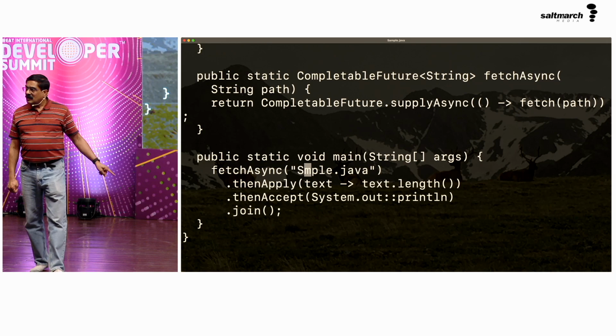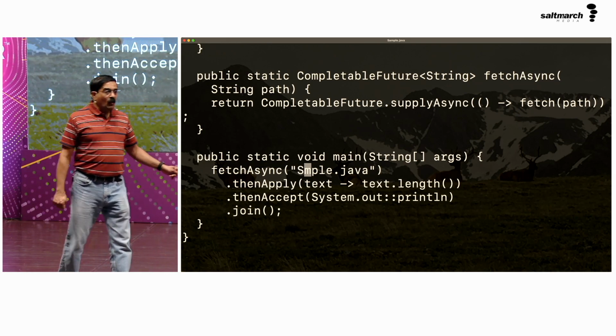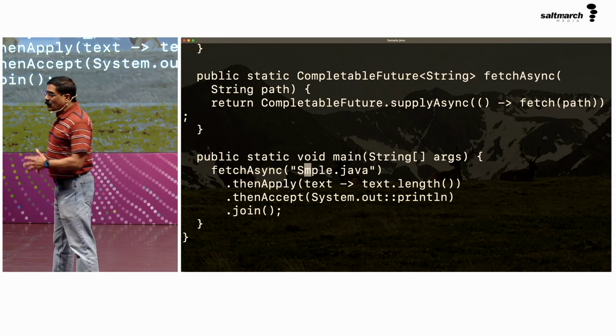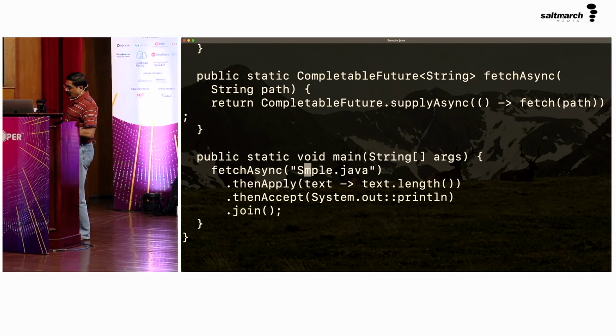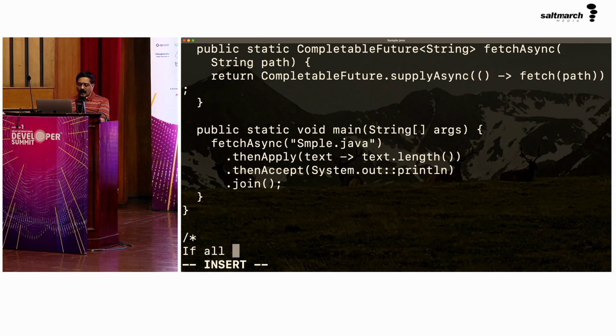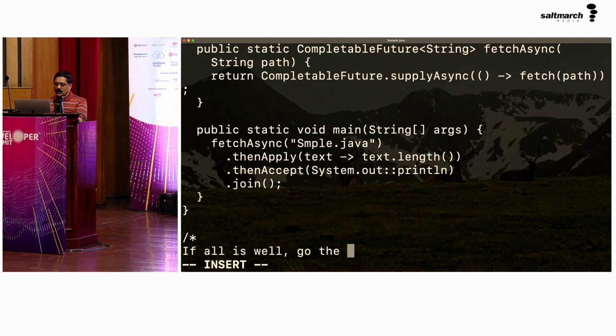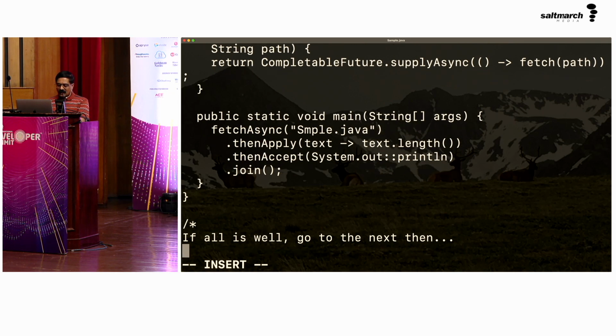You make a mistake. So what's going to happen? It's going to blow up with an exception, right? When it blows up with an exception, what do you do? Well, the problem with CompletableFuture is, the way this works is as follows. If all is well, go to the next then. If there is a failure, go to the next.